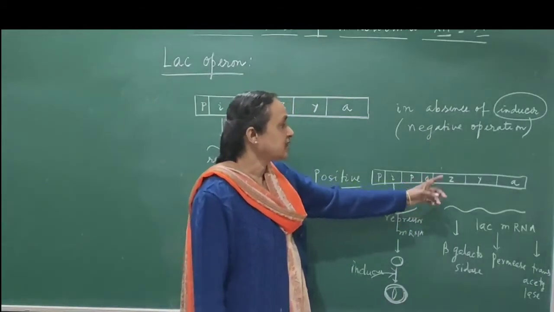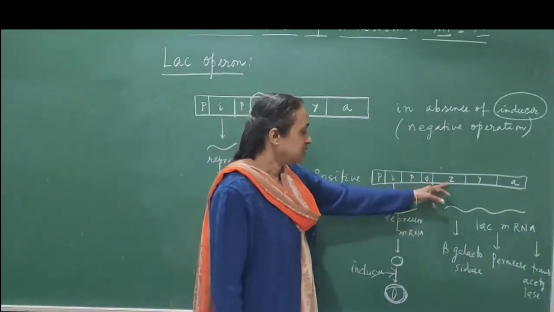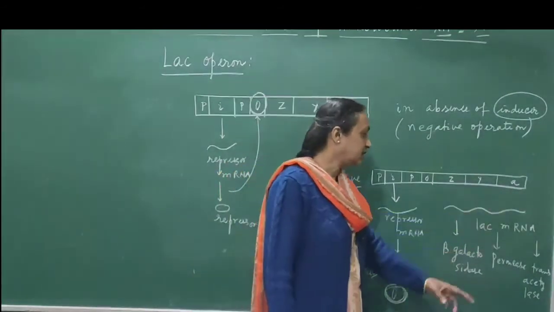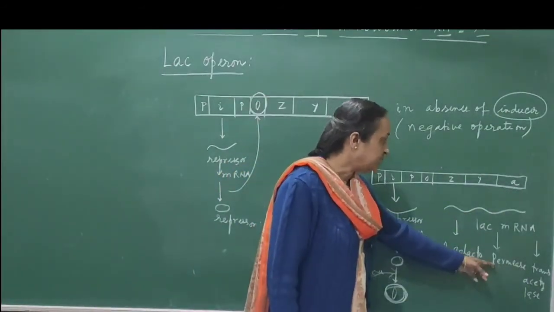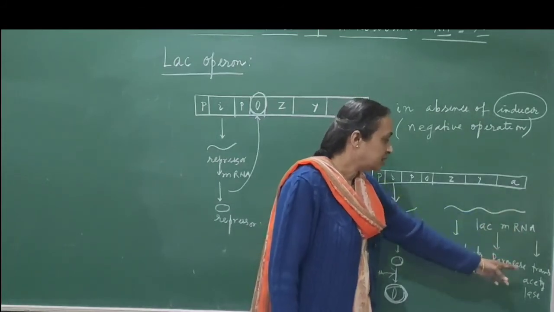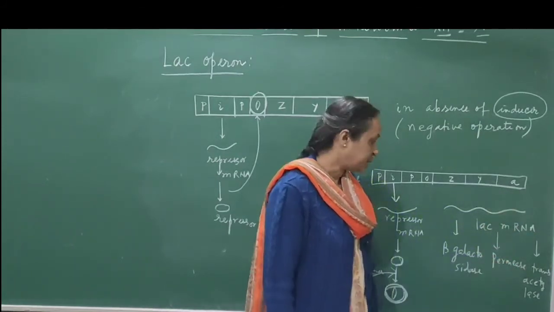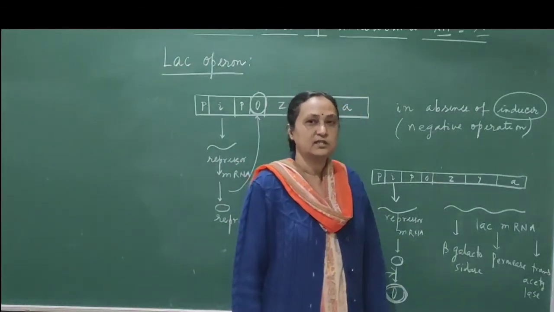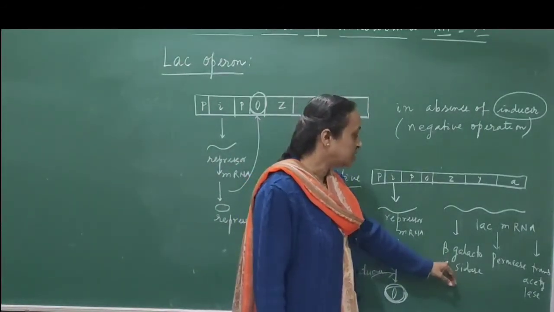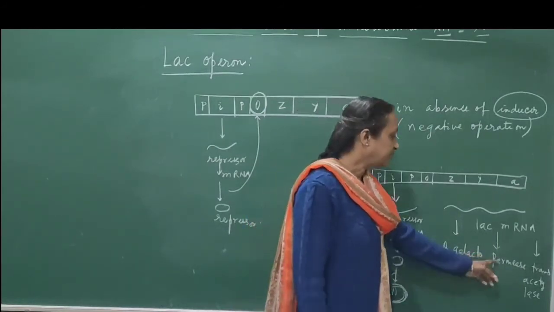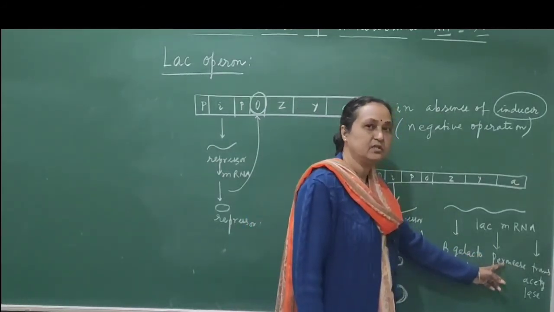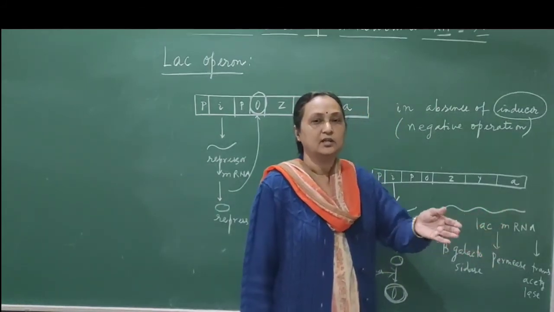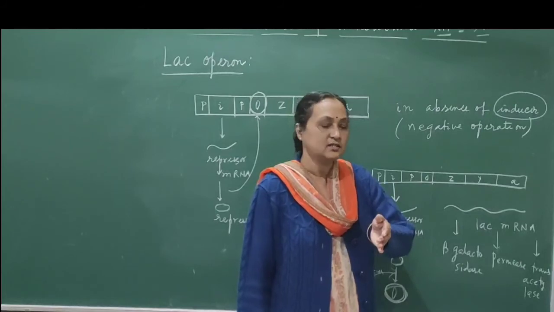So as there are three genes, Z gene can produce beta galactosidase enzyme, Y gene can produce permease enzyme, A gene can produce trans-acetylase enzymes. So what is the function of beta galactosidase? Beta galactosidase can break lactose into glucose and galactose. Permease can increase the permeability of the cell to lactose, so that the lactose which is there in the outside environment can easily enter inside the cell.